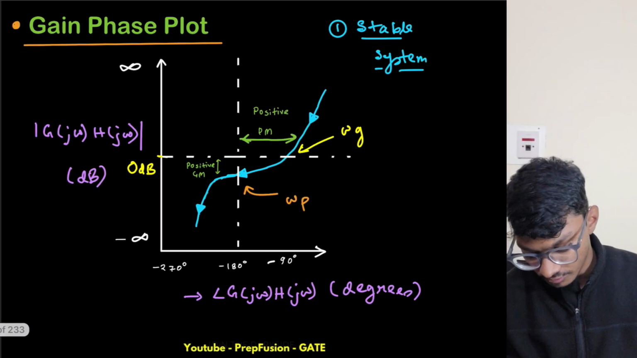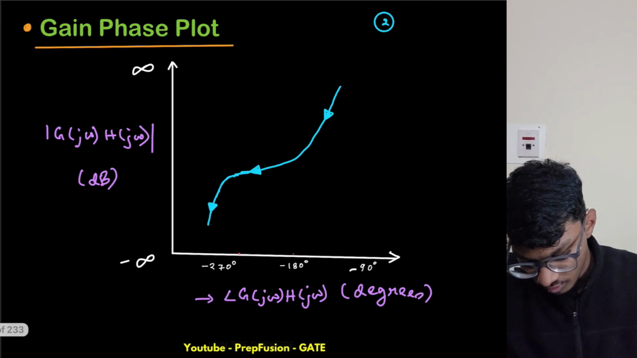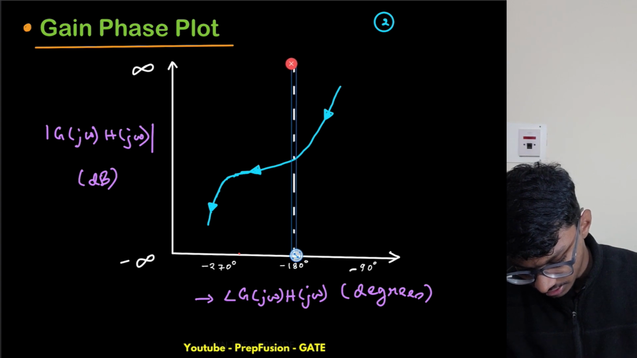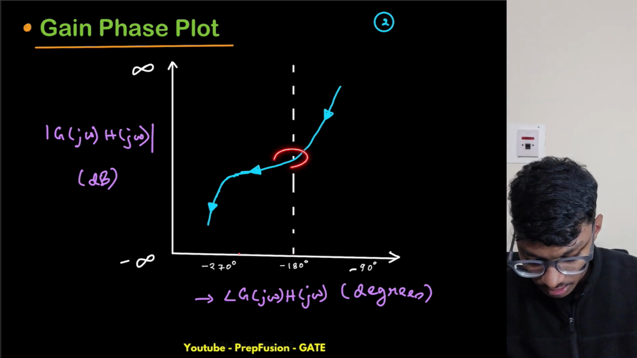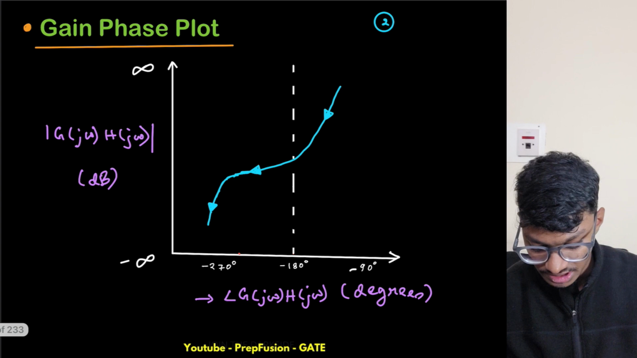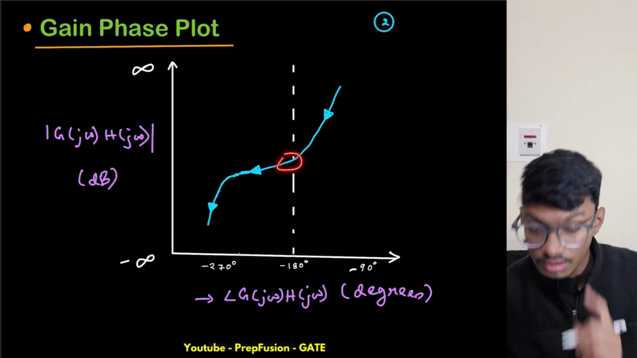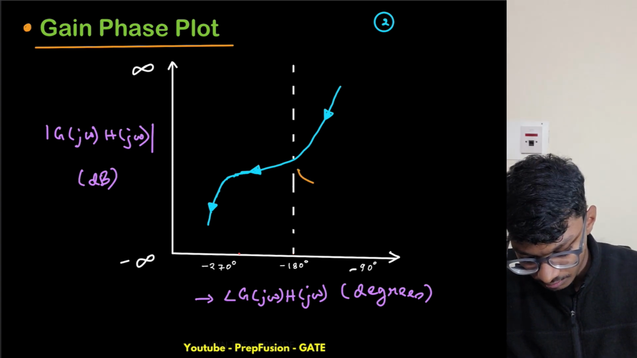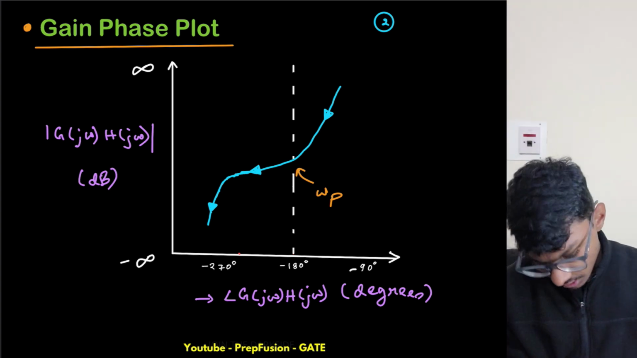So again, following the same procedure, I will copy this one. I have to draw a line parallel to this 180-degree point. If I just take this point here, the location where it is cutting my gain phase plot, this point is my phase crossover frequency. At this point, my phase is minus 180 degrees. So this is my phase crossover frequency.